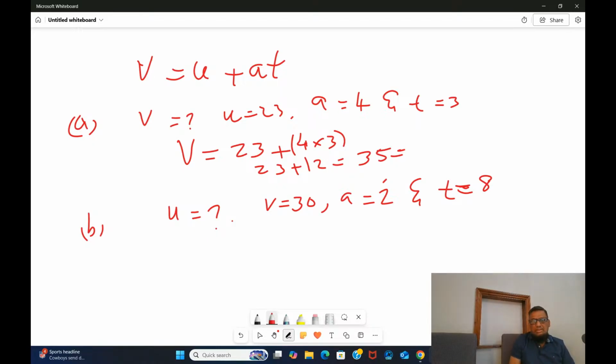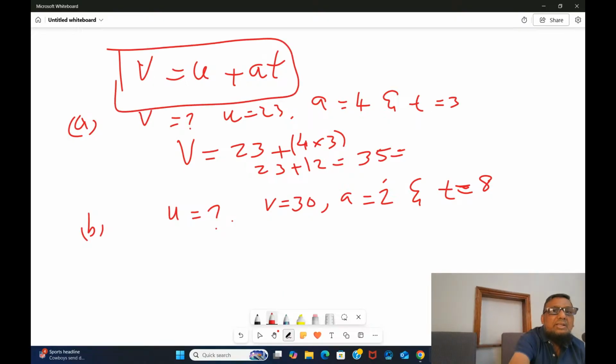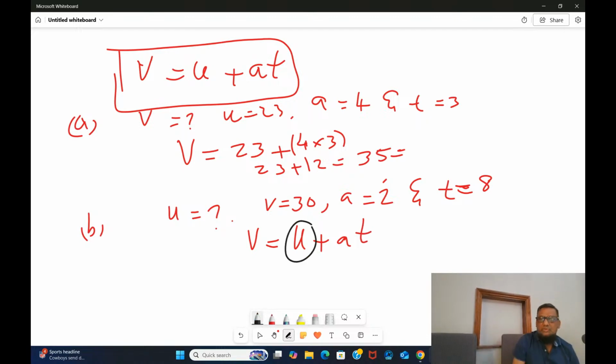But the second part, how do you work out this one? The value of v is given, so you keep the equation the same, which is v equal to u plus 80, and we are going to find out the u. There are two ways for solving this one.